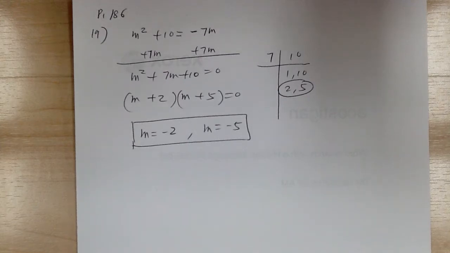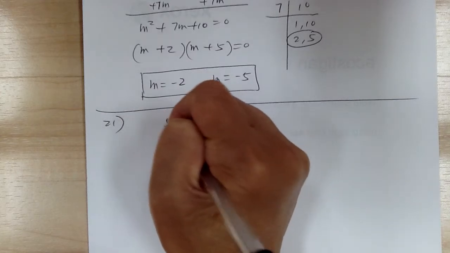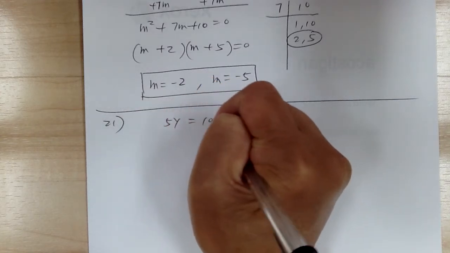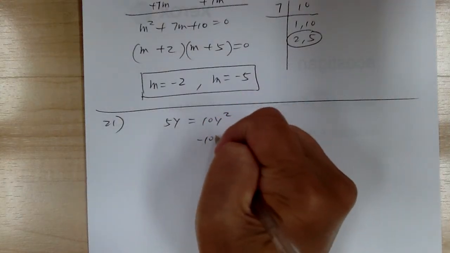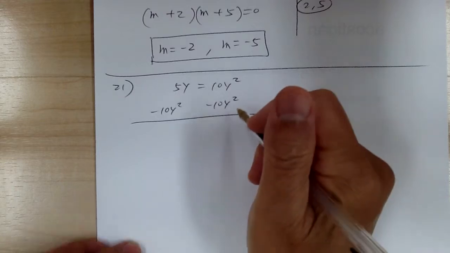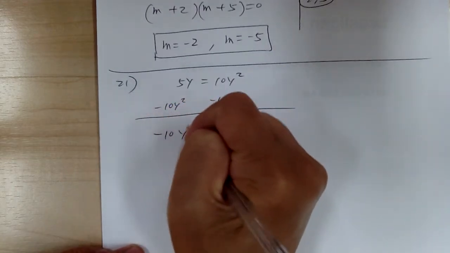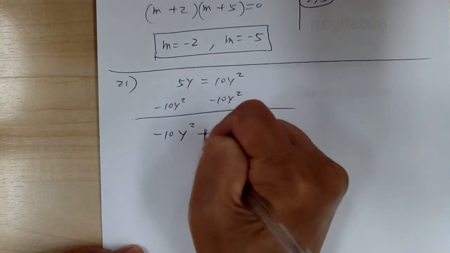Okay, let's go to 21. Okay, you have 5y equal to 10y squared. So let's go and move this over, so minus 10y squared. So make the right hand side equal to 0. So you're going to get negative 10y squared plus 5y is equal to 0.